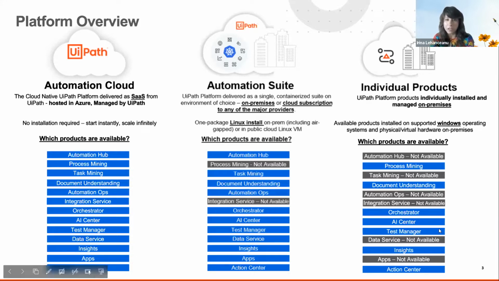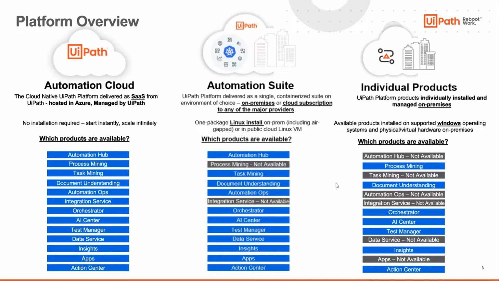Some capabilities are not available, the ones highlighted in gray, but they're on their own. And then we have the automation suite, which is again available for on-premise, but the difference is that this is a one-package Linux install. And again, we have a few products which are not available for the moment, but are for sure on the roadmap.